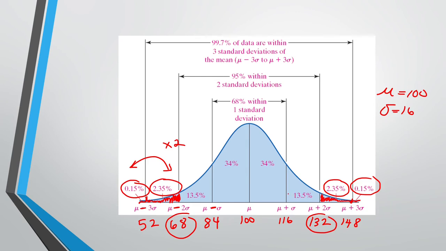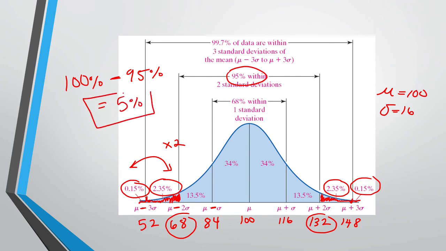And a third method would be to remember that all of these percentages should add up to 100%, and I can subtract the middle part that I don't want, which I know is 95%. So I can take 100% minus 95%, and there's our answer, 5%. So you could do it differently, but still get the same answer.